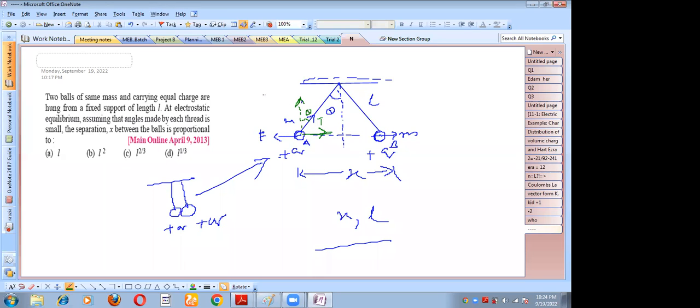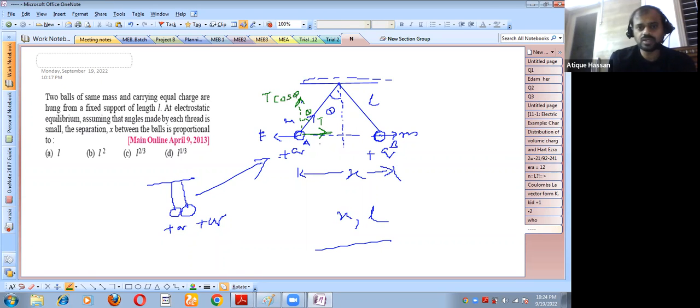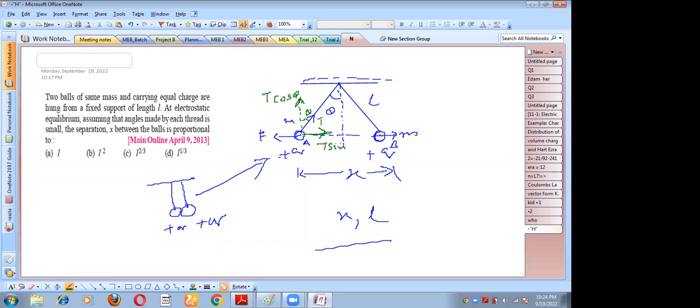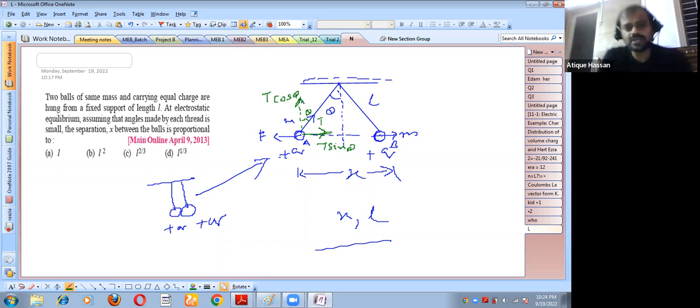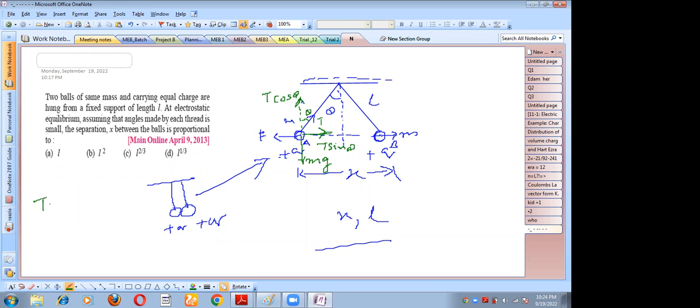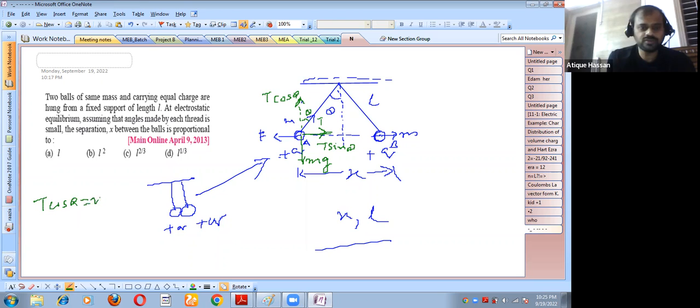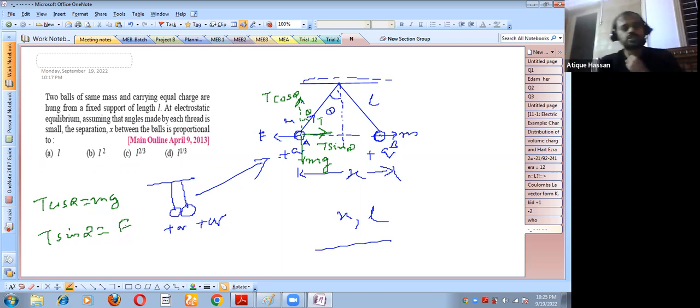Sir, the vertical component will be T cos theta, correct, and the horizontal one will be T sin theta. And there is also the weight of the ball. Suppose mass is M, then its weight will be mg. Since it is in equilibrium, T cos theta will be equal to mg, and T sin theta will be equal to F. Getting my point?